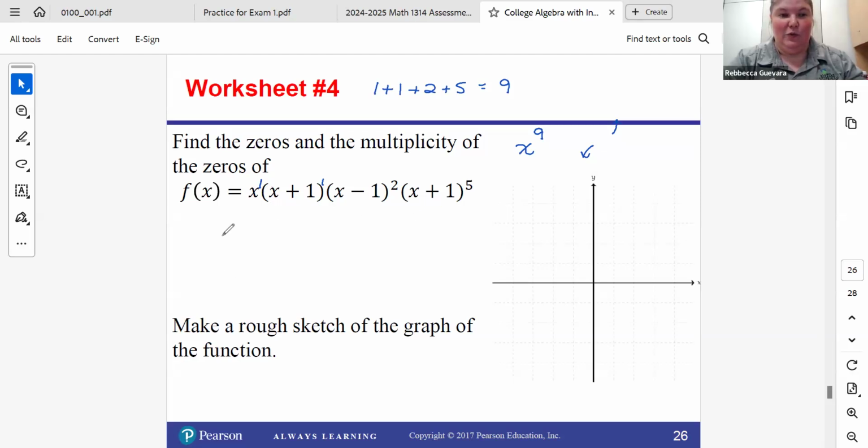Right. So if we want our zeros, we can have x is equal to 0, x plus 1 is equal to 0, x minus 1 is equal to 0, and then x plus 1 is equal to 0 again. So this is what we were talking about, duplicating something and wanting to get the right multiplicity on it. We need to go back and rewrite this. So this is actually x, and then we had x plus 1 to the 6th, not the 5th.